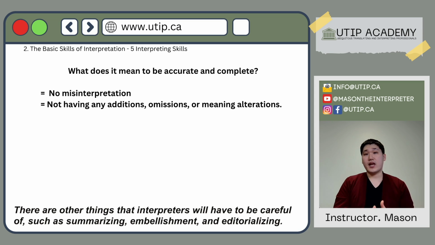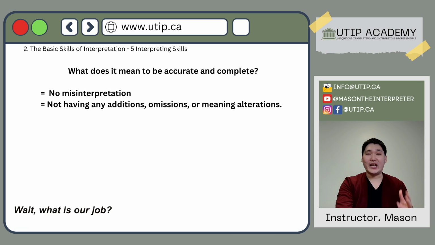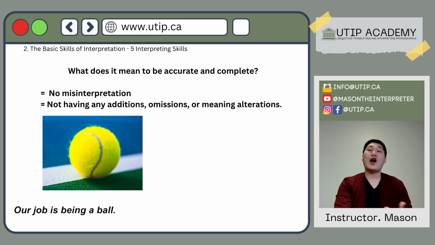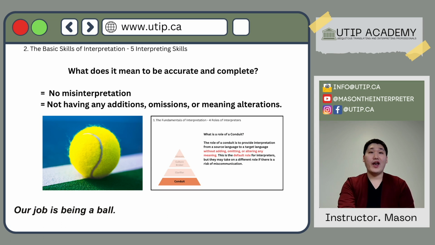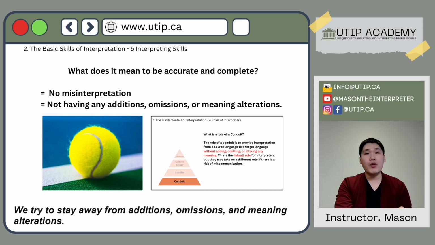There are other things that interpreters will have to be careful of, such as summarizing, embellishment, and editorializing, but understanding and being able to identify these 3 things for now will sufficiently help you doing your job correctly. Wait, what is our job? Our job is being a conduit. This is what we are going to always watch out for. We try to stay away from additions, omissions, and meaning alterations.